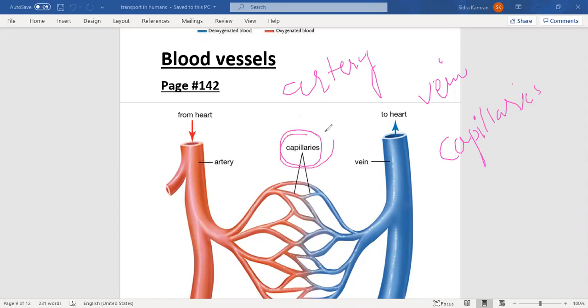When these capillaries carry the waste material and pass all the food and oxygen to the cells, now these capillaries are deoxygenated. These deoxygenated capillaries combine together and make a vein. And these veins move towards the heart and carry deoxygenated blood and transport it to the heart. The heart pumps this deoxygenated blood towards the lungs, and this process repeats again.